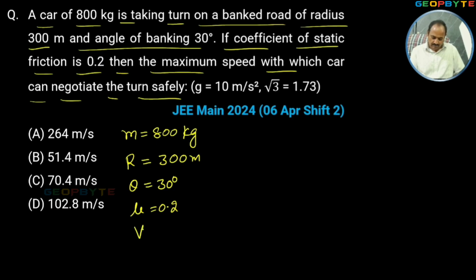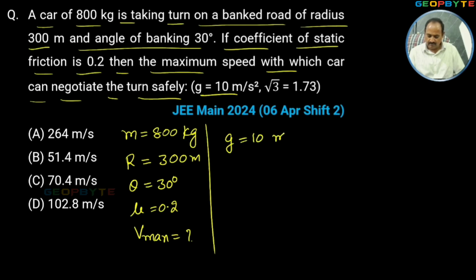Okay. So the maximum speed V max equal to how much? The g value given, g equal to 10 meter per second square, and root 3 value also given. Root 3 value is 1.73.